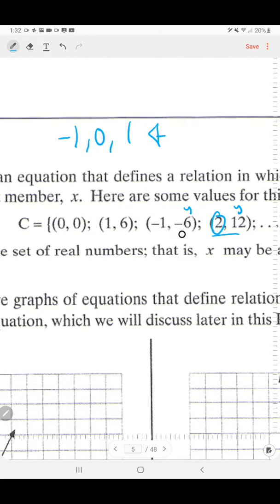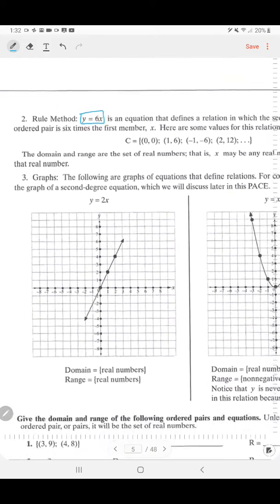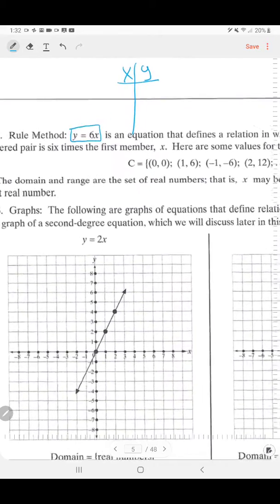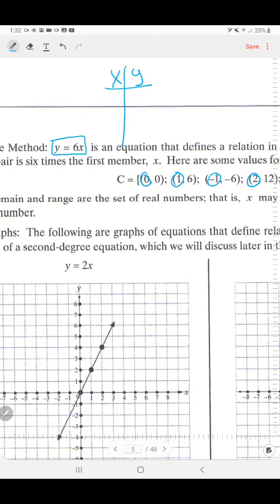So I'm going to show you how they did that. Basically, they did an XY table. So let's go back. XY table. And what you do is, these are your x's, right? And you're going to plug it into the variable. So you're doing y equals 6 times x. So y equals 6 times, and then you put 0. So 6 times 0 is 0.